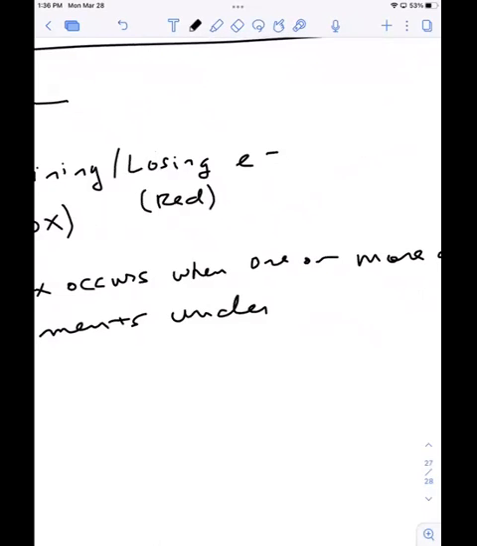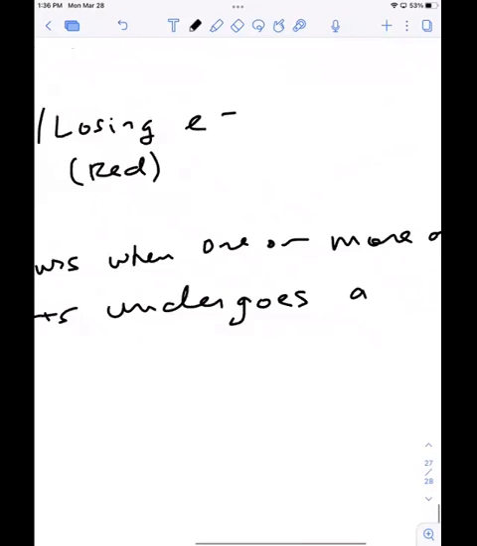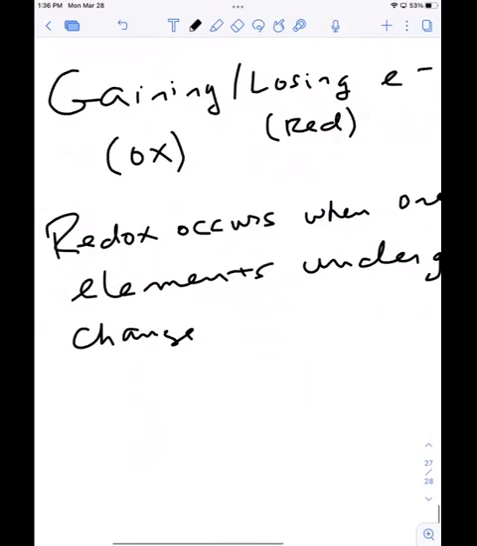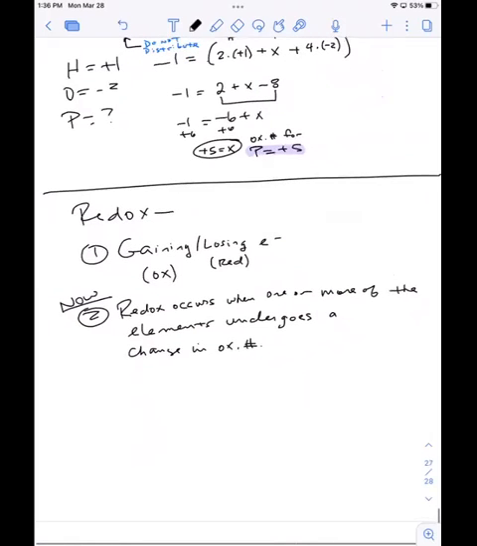And this is an important definition because sometimes you can't see when the oxidation number changes. So it's good to be able to check it. Right, so that's another, more expansive definition of reduction-oxidation, where one or more of your elements undergoes a change in oxidation number.